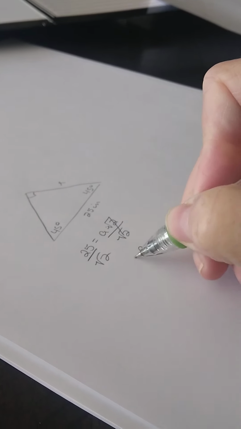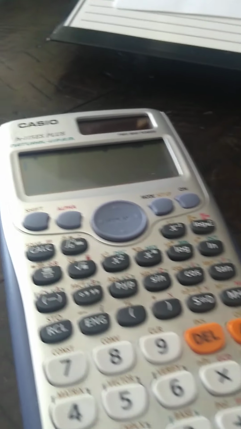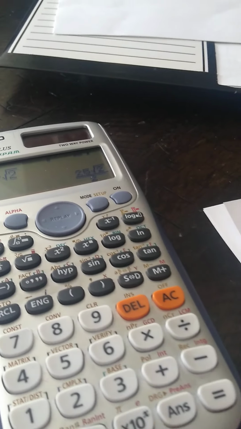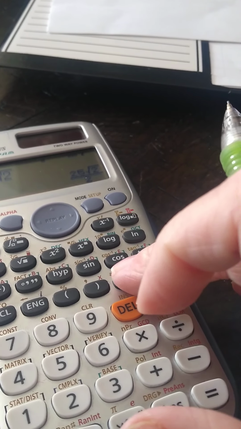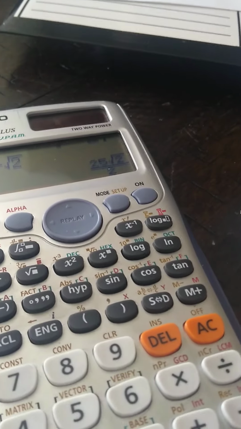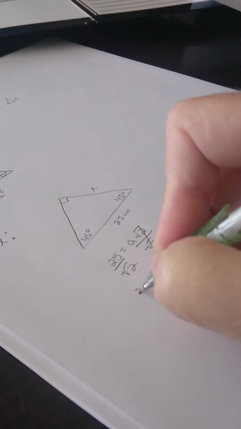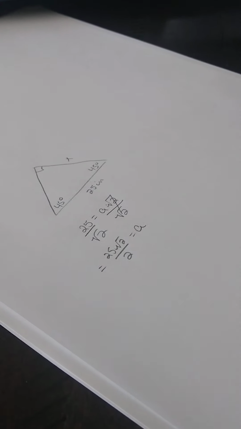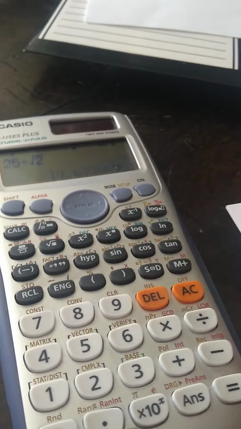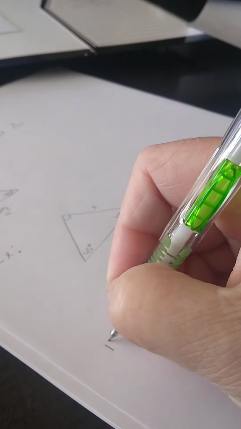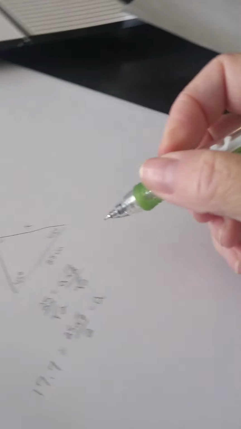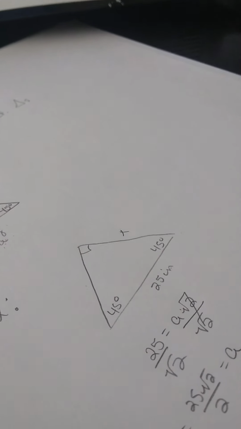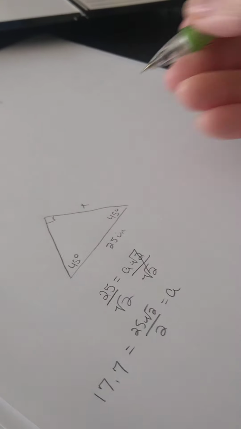That cancels out. I'm going to get my handy dandy calculator here. Well, I'll leave it as 25 square root of 2 over 2. I don't know if Study Island wants you to leave it as a radical or get the decimal, so I'm going to do both. It's 17.7. So my leg here would be 17.7, and this leg also would be 17.7. Okay, we're going to do another example.